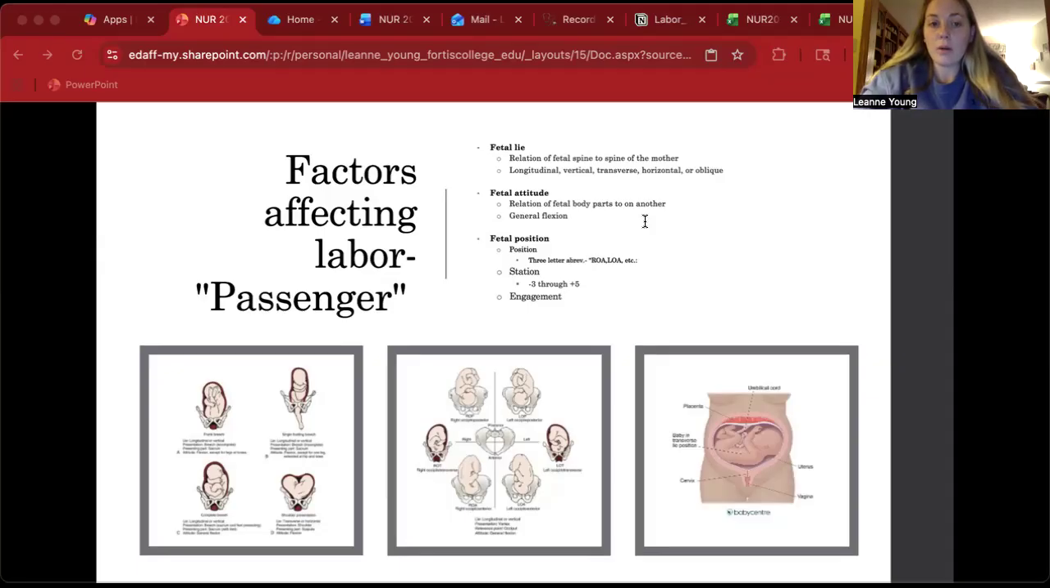Okay, so we see here that it's broken down into three letters. Like I have those examples there, ROA or LOA. Okay, so for example, ROA means that the baby's occiput, their head, is the presenting point and is located in the right anterior quadrant of the maternal pelvis. This is something that we want. That is a good fetal position.